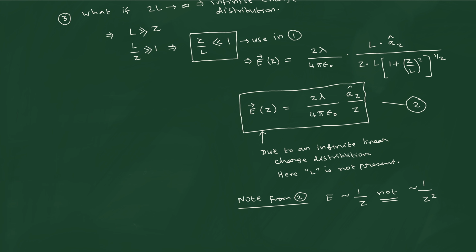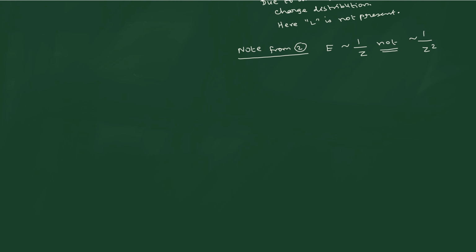So we will make one more interesting result. This is point number 3, right? So we will now consider point number 4. Let us not make an infinite charge distribution. Let the length of the rod be finite. Let L be finite, so that it will not go to infinity. But let us go far away. Let z go to infinity.